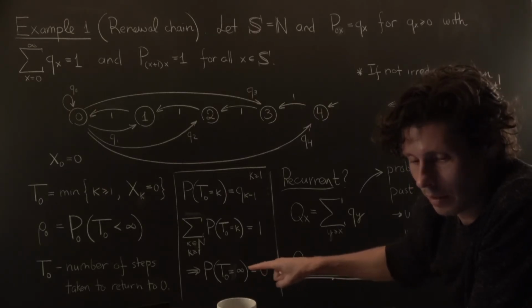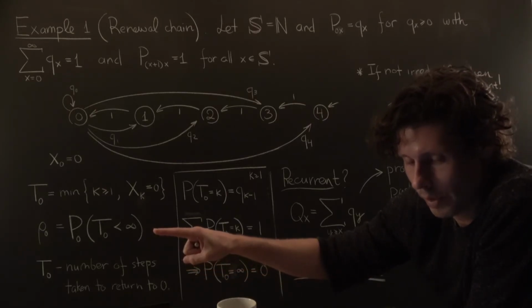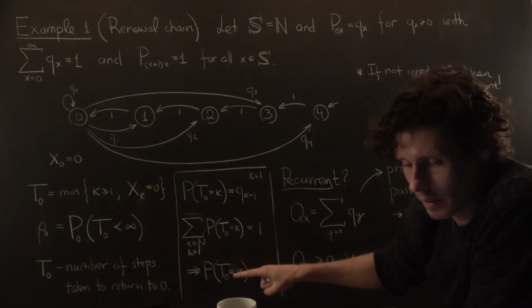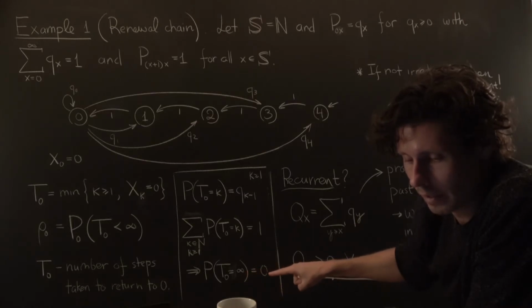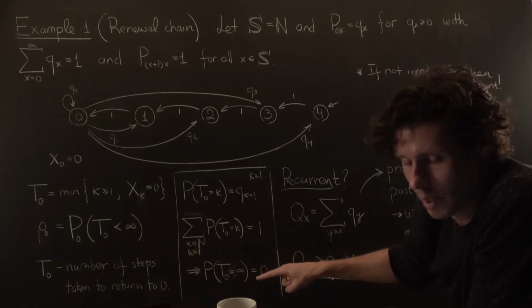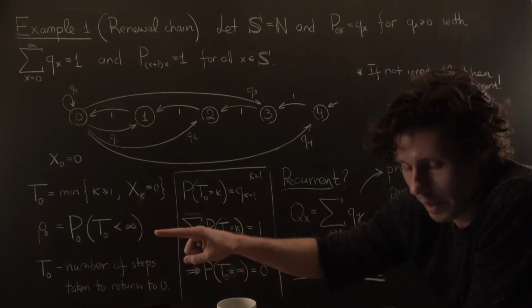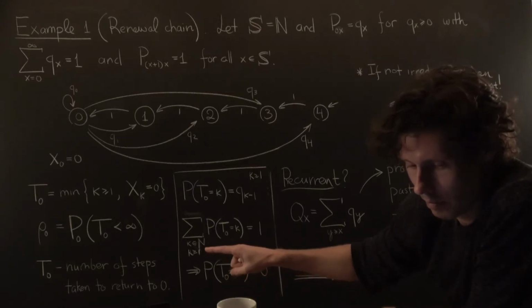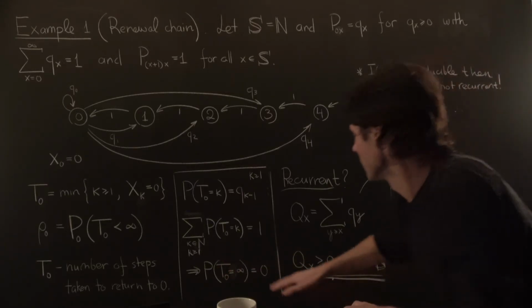Because in the end, my goal is to argue that this probability is 1. Right? The complement of this set is T naught equal to infinity. And if I can conclude that that probability is 0, then clearly this one has probability 1, because the two sets are complements and the probability is at most 1. Let me come back here. So this really, let me just rewrite it.